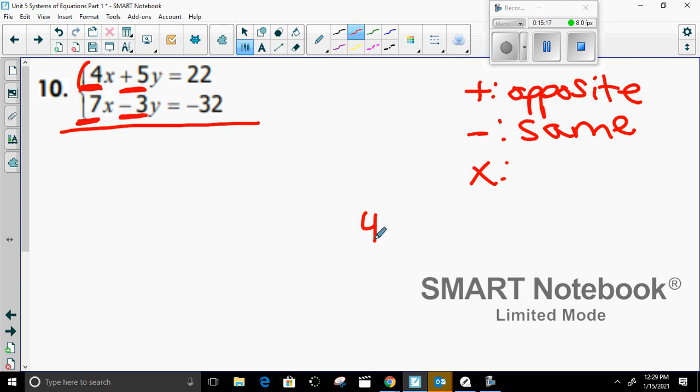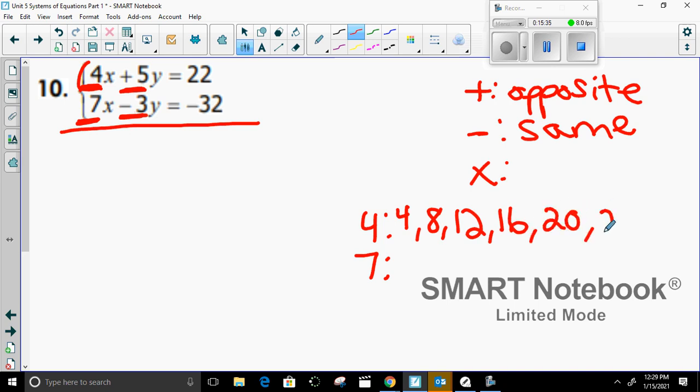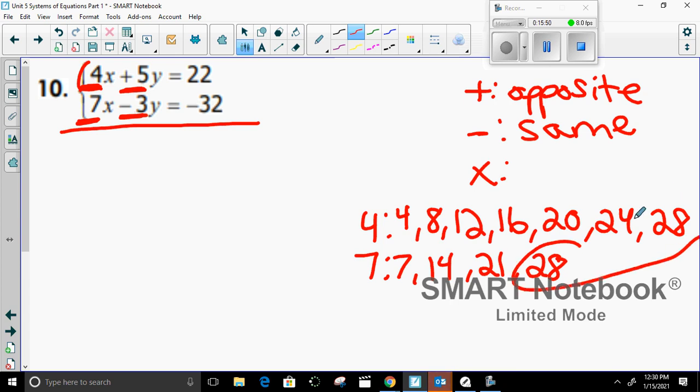So let's think about the number 4 and the number 7. Think about their multiples. So then we can see what's the first number they have in common. 4 times 1 is 4. 4 times 2 is 8. 4 times 3 is 12. 4 times 4 is 16. 4 times 5 is 20. 4 times 6 is 24. 4 times 7 is 28. Let's try a couple multiples for 7. 7 times 1 is 7. 7 times 2 is 14. 7 times 3 is 21. 7 times 4 is 28. Uh-oh. The first number they have in common is 28.